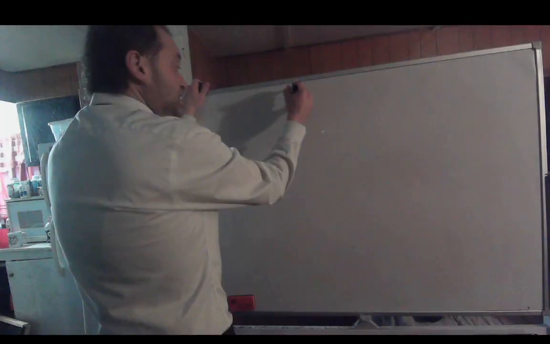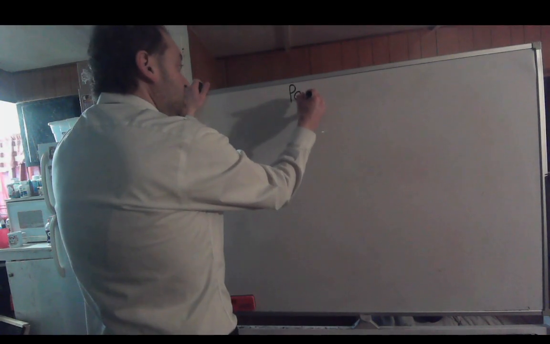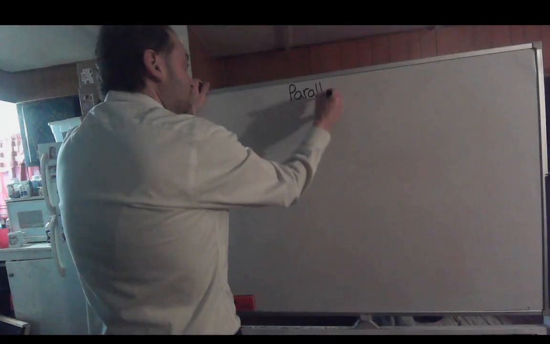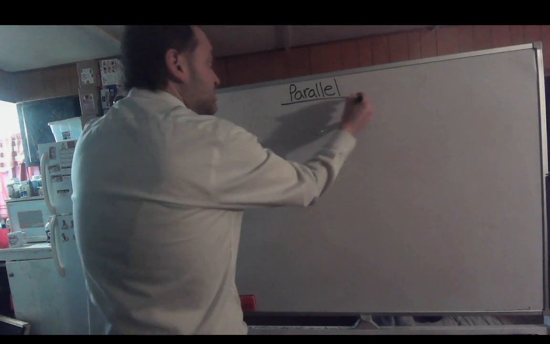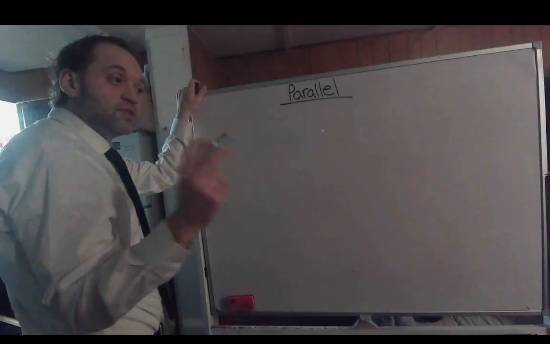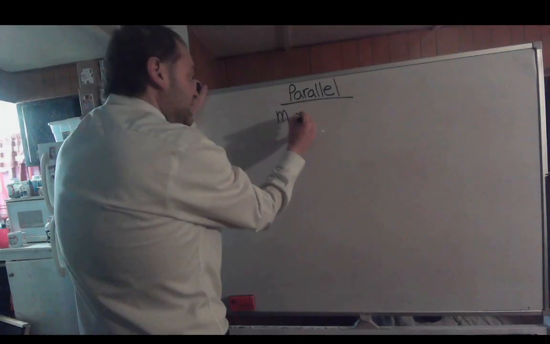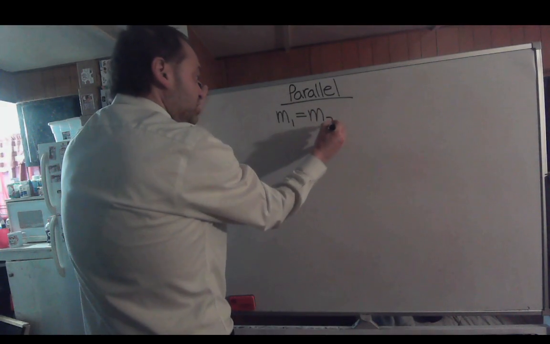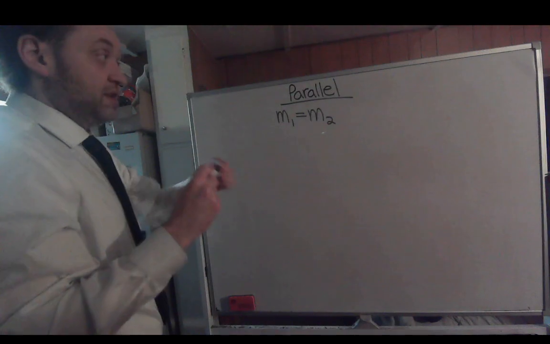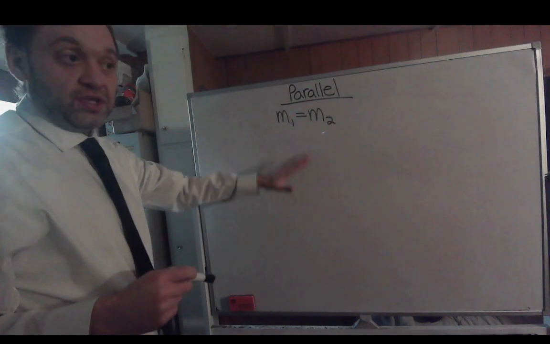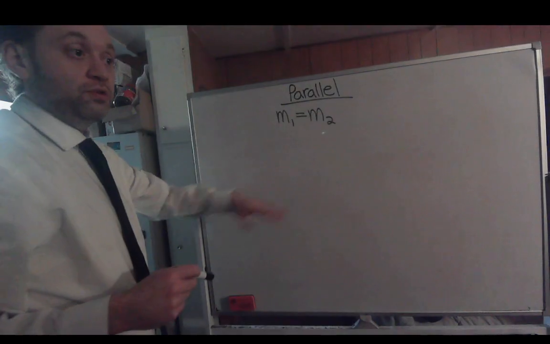Now we will talk about parallel and perpendicular lines. Let's say you want to determine if two lines are parallel to each other. You can use their slopes to do that. If the slope of the first line is exactly equal to the slope of the second line, then the two lines are parallel. I'm sure this is coming back to a lot of people.